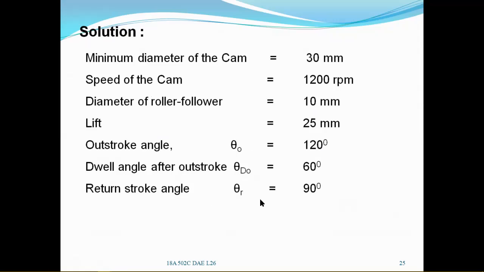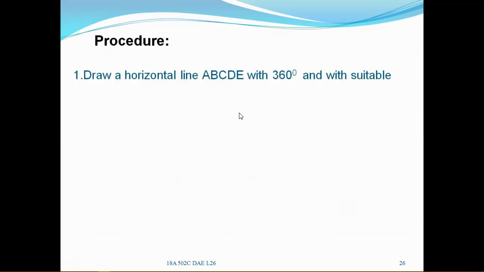Return stroke angle theta r is equal to 90 degrees. Angle of dwell after return stroke is equal to 90 degrees. And here is the displacement diagram.